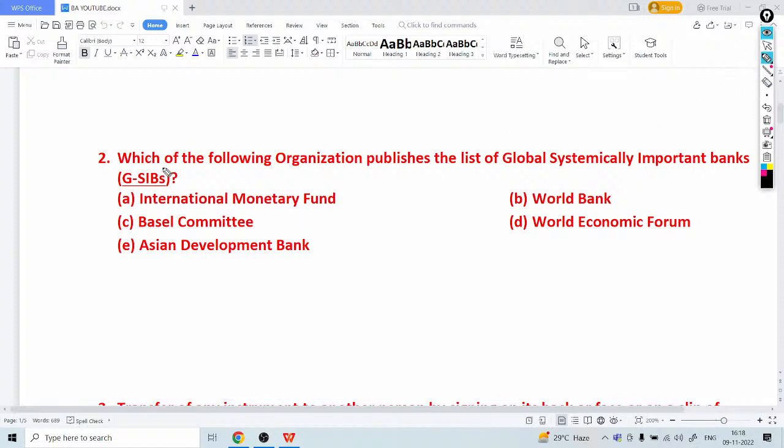What is a Global Systemically Important Bank? Actually, there is an institution called BIS. BIS stands for Bank for International Settlements.